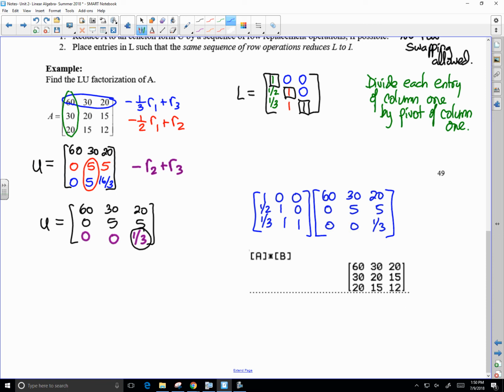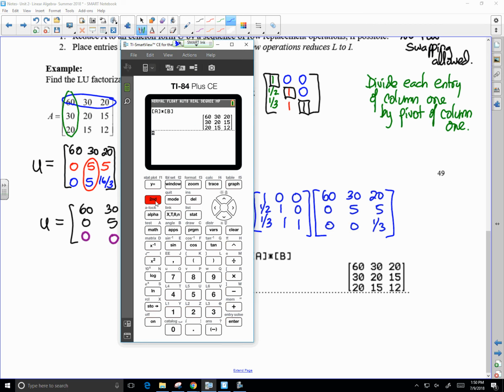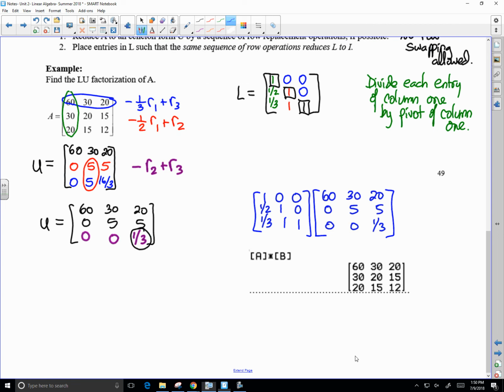If you were to try to divide two matrices on your calculator, even if the dimensions are exactly the same, the calculator tells you this, which is saying, what are you asking me to do? I don't know what that means. So it's not a thing. So we defined an L and a U such that L times U is equal to A.